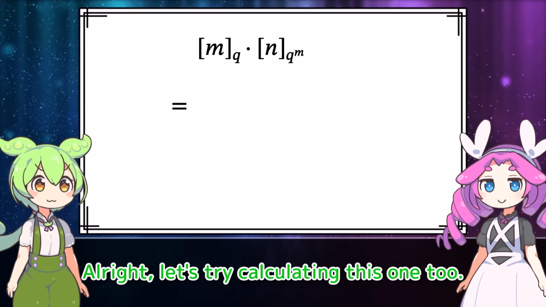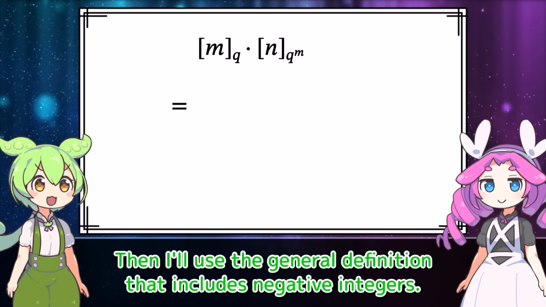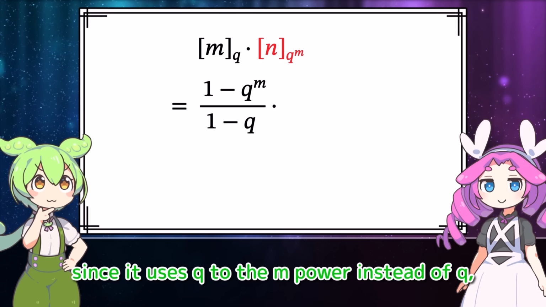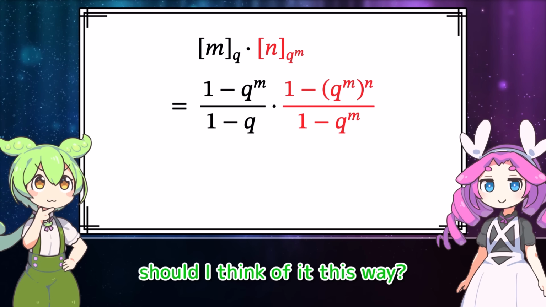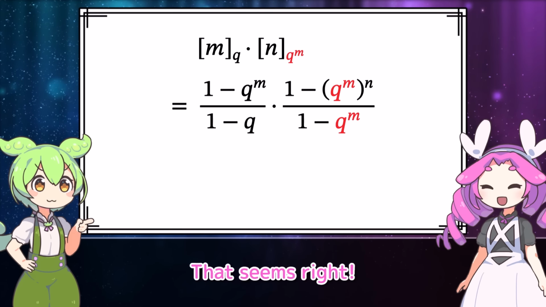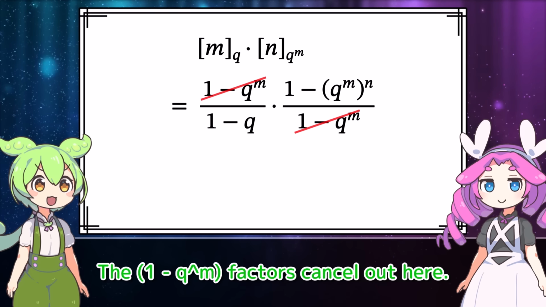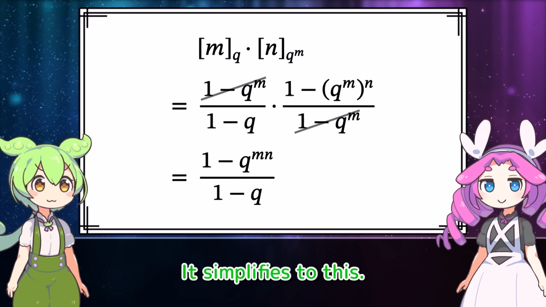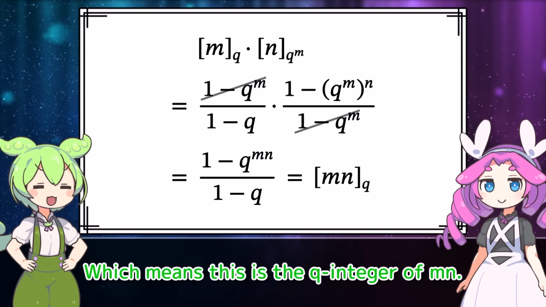Oh, really? Alright, let's try calculating this one too. Then I'll use the general definition that includes negative integers. Then the q integer of m looks like this. As for n, since it uses q to the n power instead of q, should I think of it this way? Here, I replaced q with q to the n power. That seems right. The 1 minus q to the n factors cancel out here. So that means it simplifies to this. Which means this is the q integer of mn.